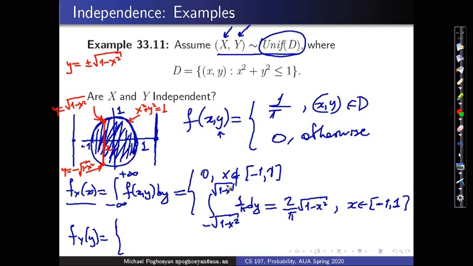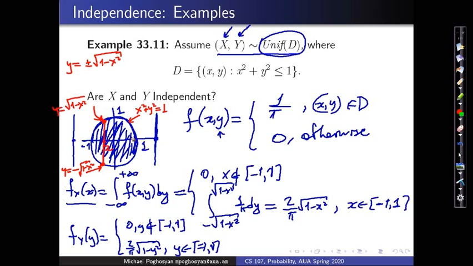So I will have 0 if y is not in [-1, 1], and I will have 2 over pi times the square root of 1 minus y squared if y is between -1 and 1. Now I need to check the independence. I need to check whether f is equal to this product or not. Let me write that product to see if it is giving 1 over pi or not.